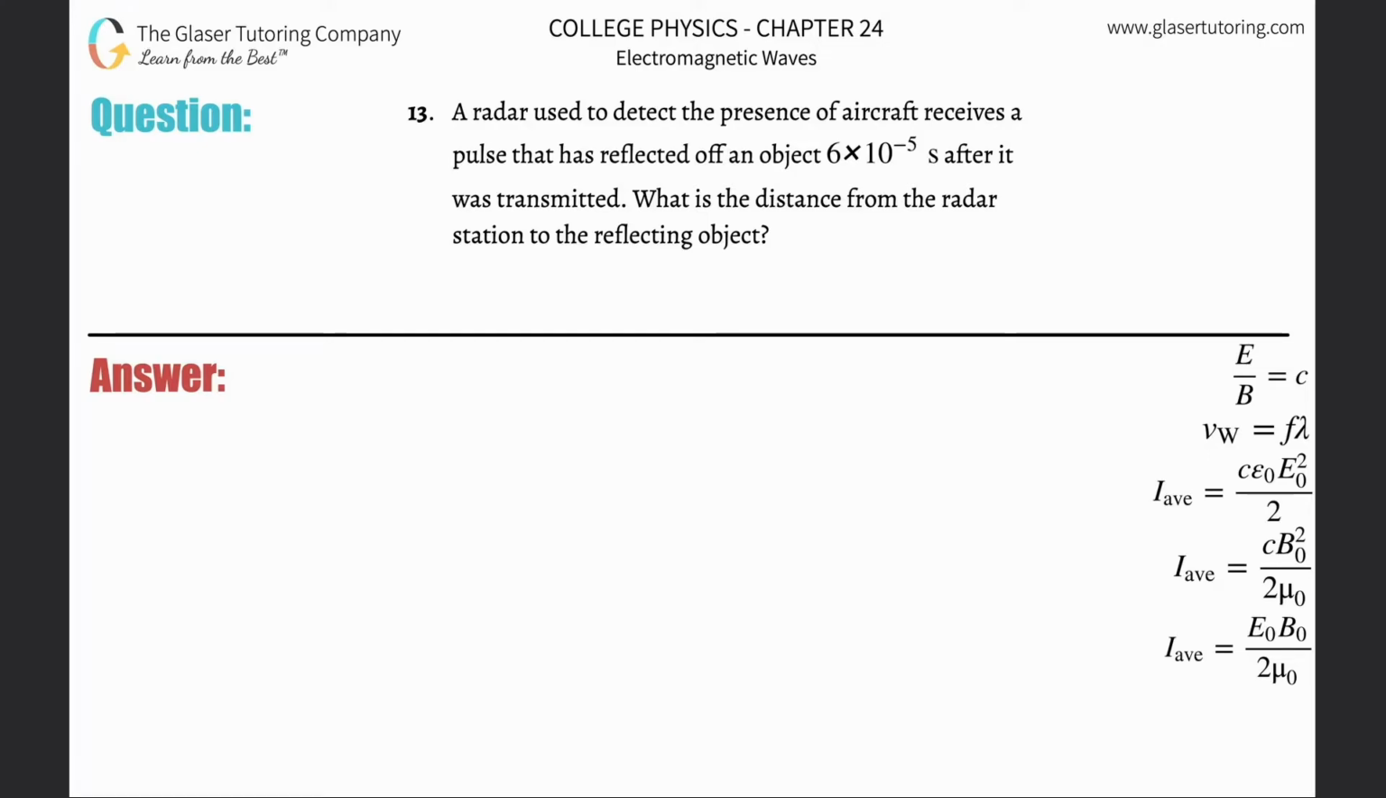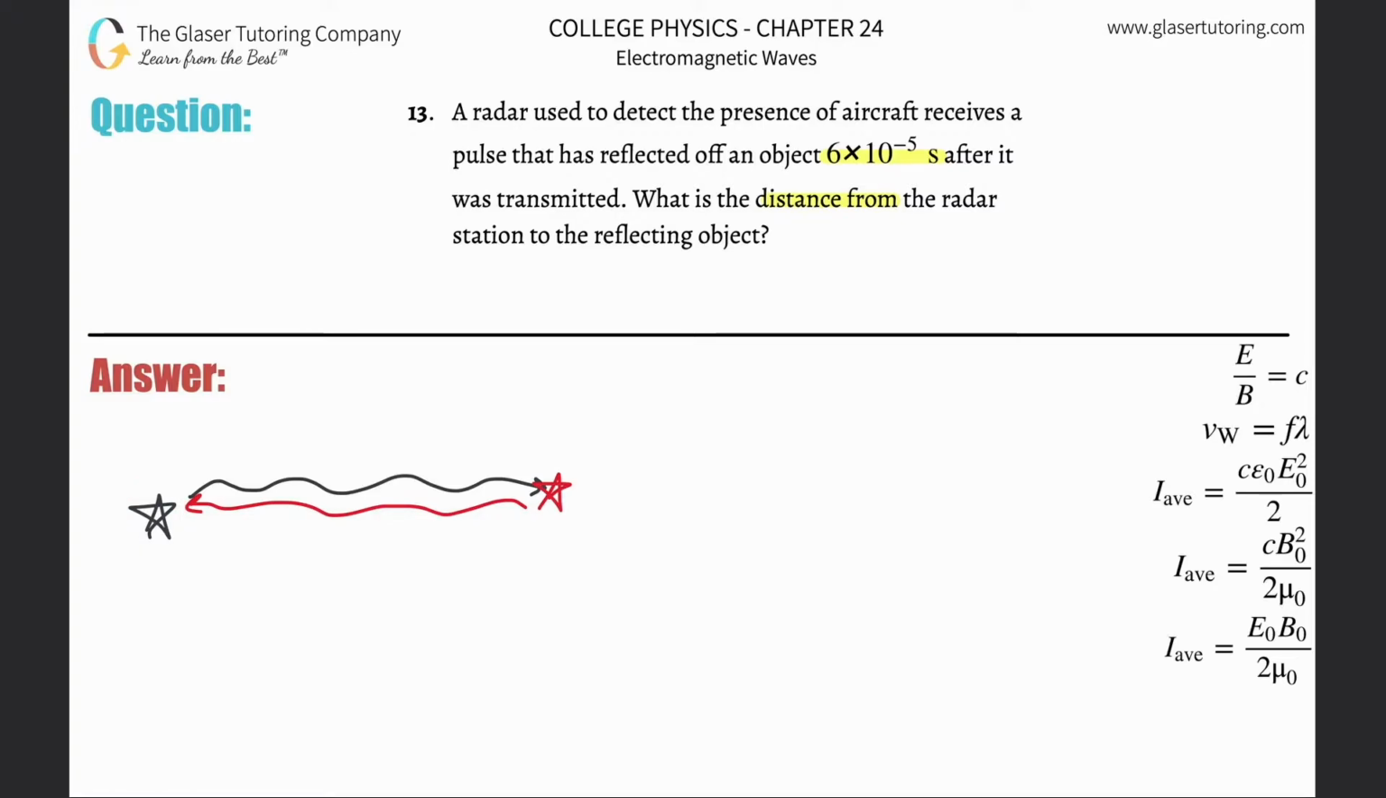Number 13, a radar used to detect the presence of aircraft receives a pulse that has reflected off an object 6 times 10 to the minus fifth seconds after it was transmitted. What is the distance from the radar station? So you've got to pretend, here's a radar station, and some wave is being sent out at some speed. It's going to hit an object, and then that wave is going to come back and be perceived by the station, okay?